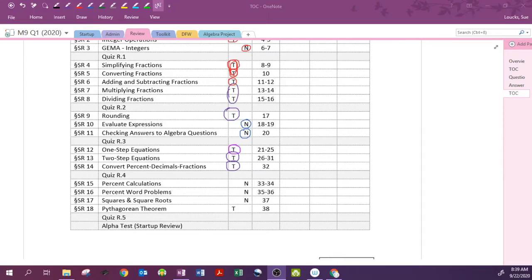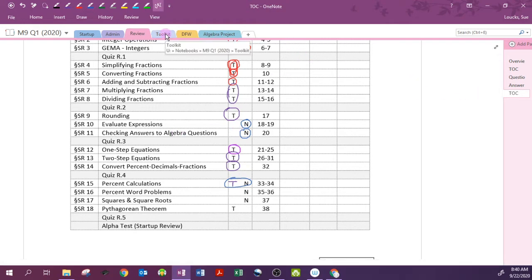Hello, everyone. We are continuing on with our review. We're on to SR15% calculations. And it actually says on your table of contents that there's just notes, but that's actually not true. There is a toolkit page for this as well. So we're going to go do the toolkit page, and then we'll just do a little bit in the notes.